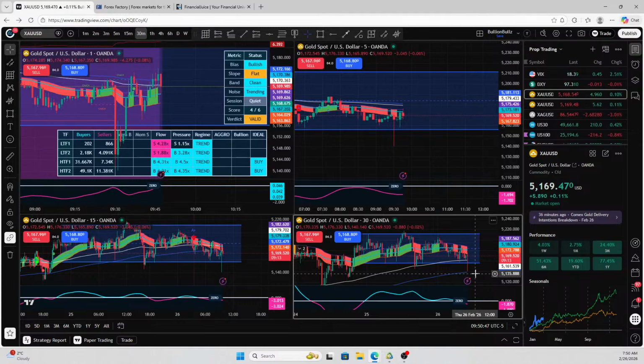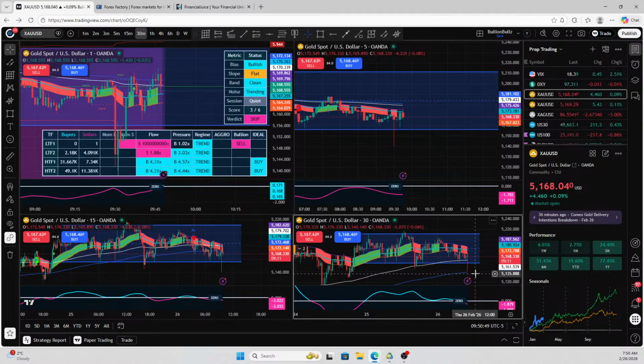However, it seems like there's not a lot of liquidity in the market, and that's why you don't see those big moves happening. And again, the reason is the Iran and US talks.